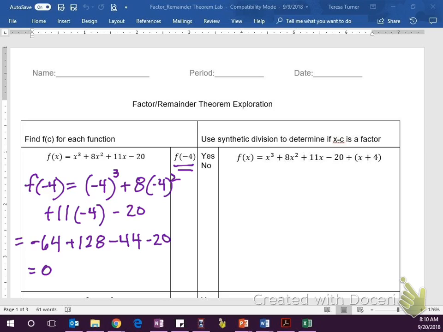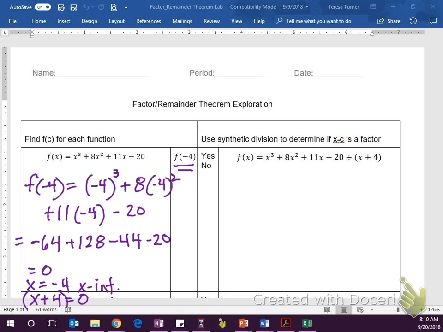So what else? What is that telling us? If there's a 0 at negative 4, what is that telling us about the graph? And what is that telling us about negative 4? Yes, there's an x-intercept at x equals negative 4. That also, when x equals negative 4, is the x-intercept, right? If we rewrite this as a factor, then we have to add the 4 to the other side, right? So we get x plus 4 equals 0. So we know that this is a factor of our function, right? Because it's a 0 there.